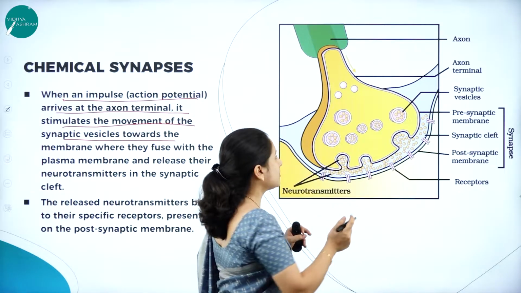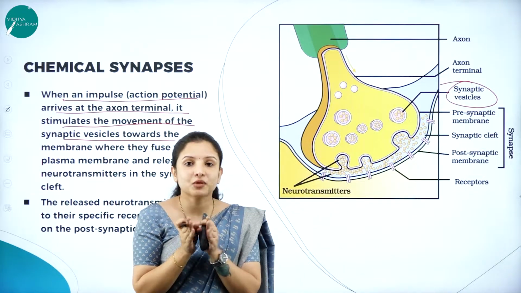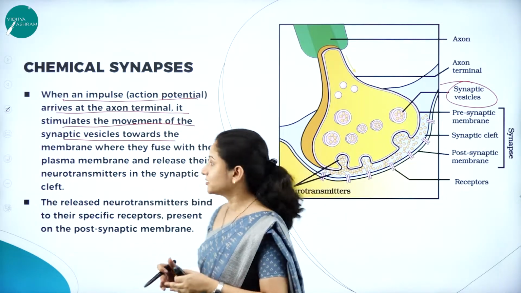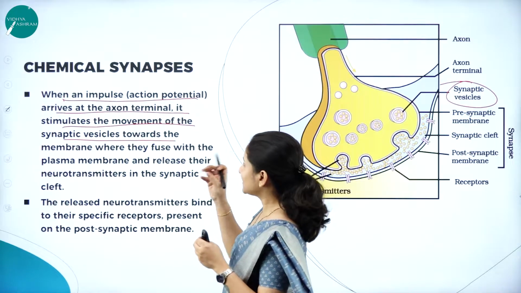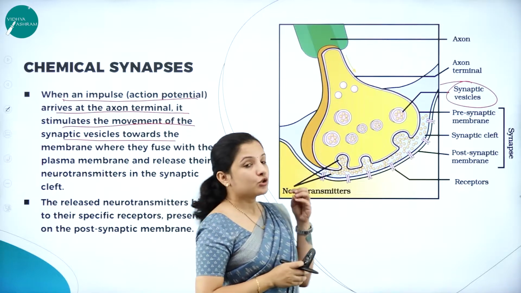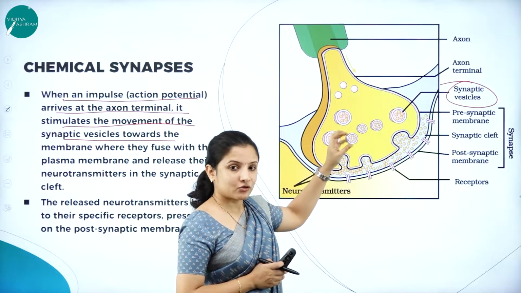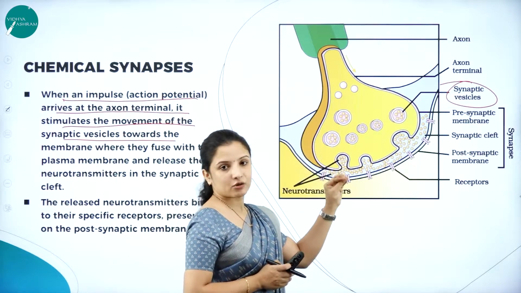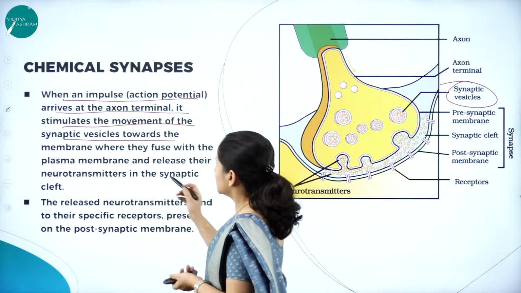What is there in the synaptic knob? Synaptic vesicles are there. Those synaptic vesicles will rupture and release the neurotransmitters, or the chemicals. These impulses stimulate the vesicles to move towards the membrane. Towards which membrane? They have to move towards the presynaptic membrane, so that from there the neurotransmitters present inside the synaptic vesicle can get released and enter into the postsynaptic membrane.